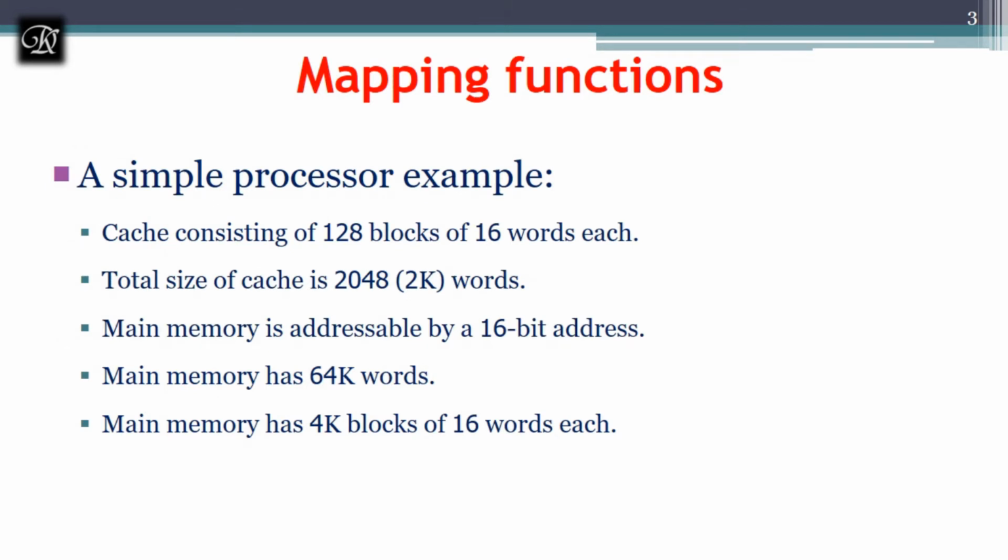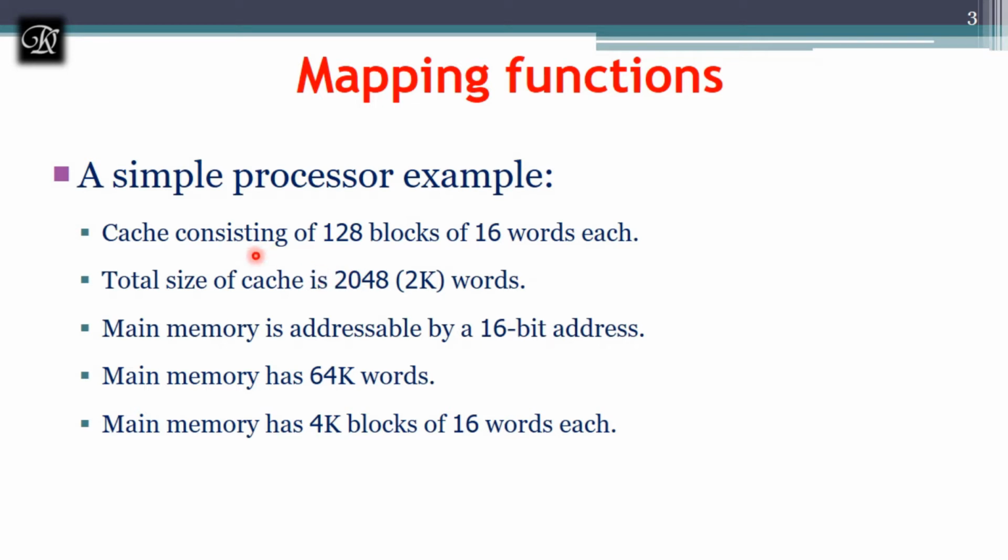There are three types of mapping functions. We have already seen in the previous video: direct mapping, associative mapping and set associative mapping. All these individually we will see with an example in this video. First we will see the configuration which is given in the textbook: how to take this configuration, how to find the number of address lines, how to divide the given address lines into offset and the block number. All these we'll see in this slide.